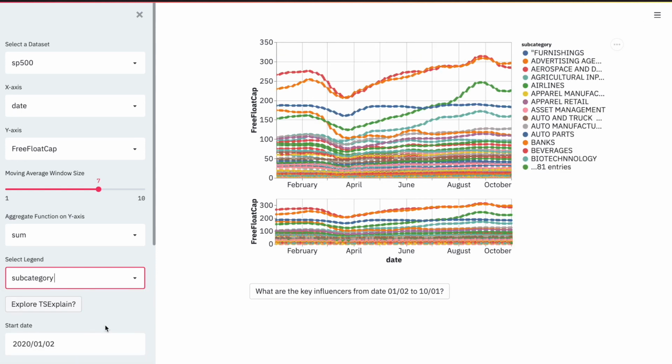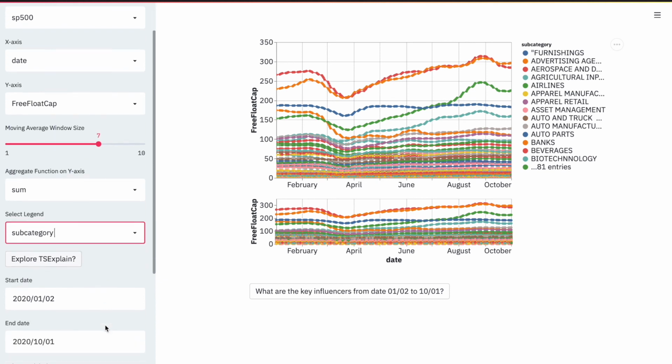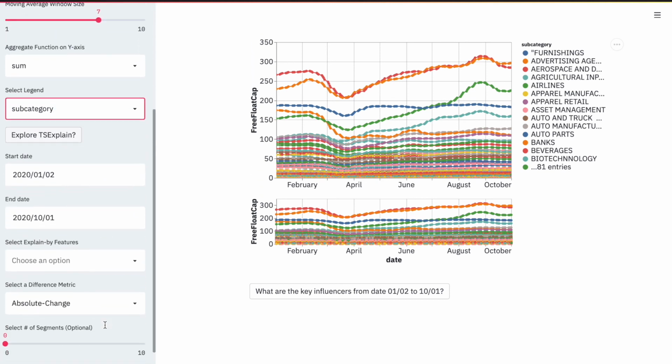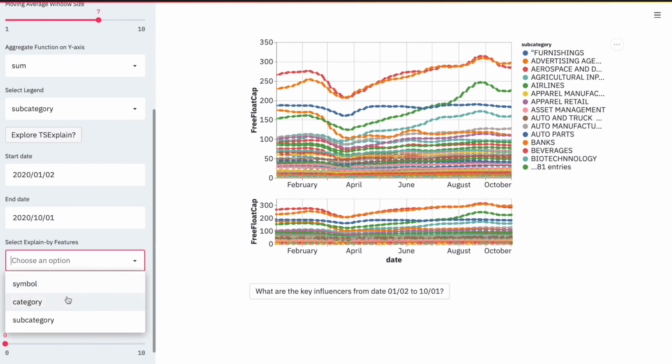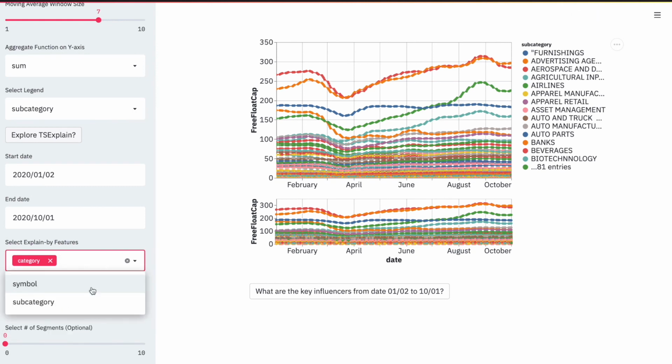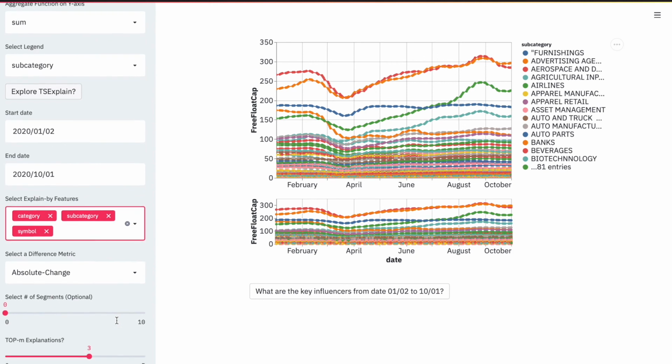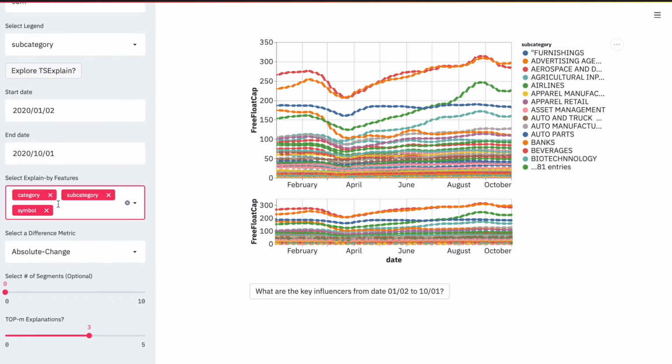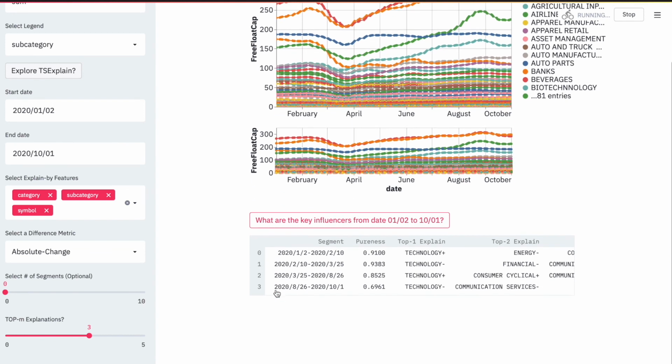To run TSExplain, besides selecting one attribute each time, we can also select multiple features as our explain by features. Here, let's select all three attributes as our explain by features. Note that category, subcategory, and symbol are hierarchical features, which means one category consists of many subcategories, and one subcategory consists of many symbols. What would be the evolving explanation for the SP500 dataset?